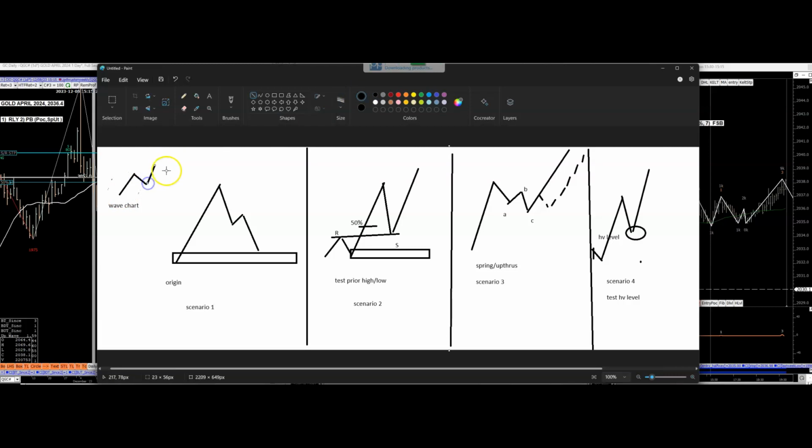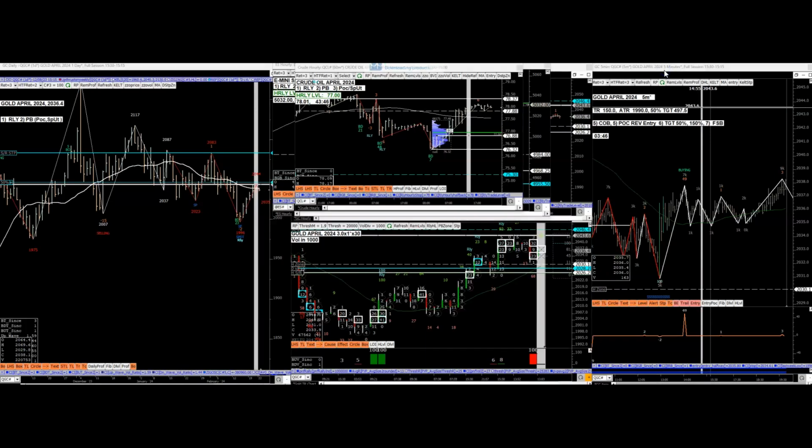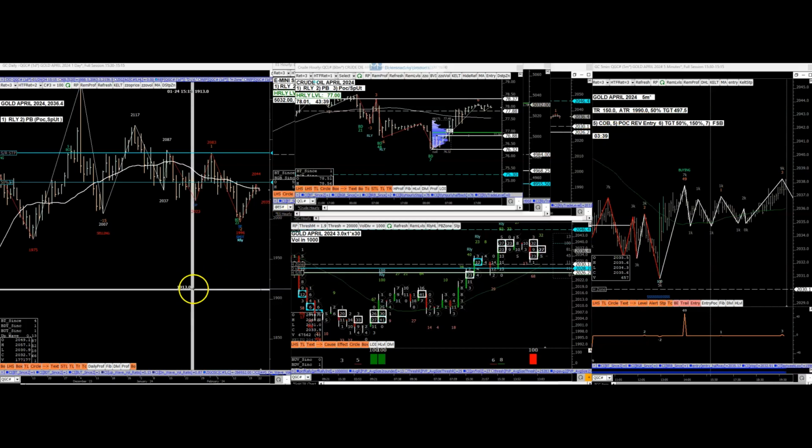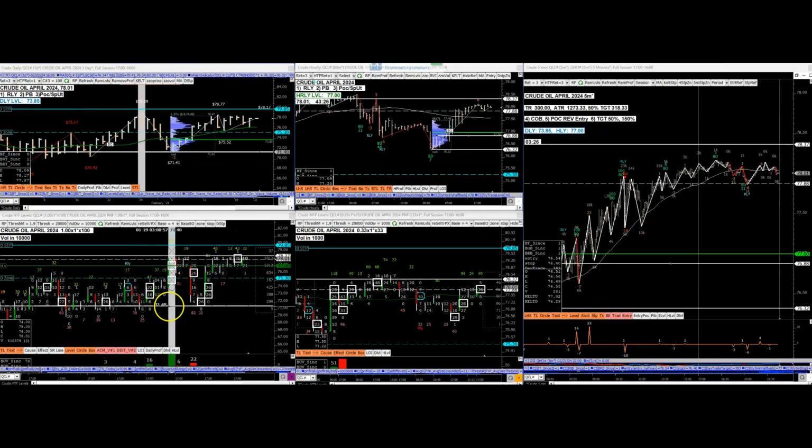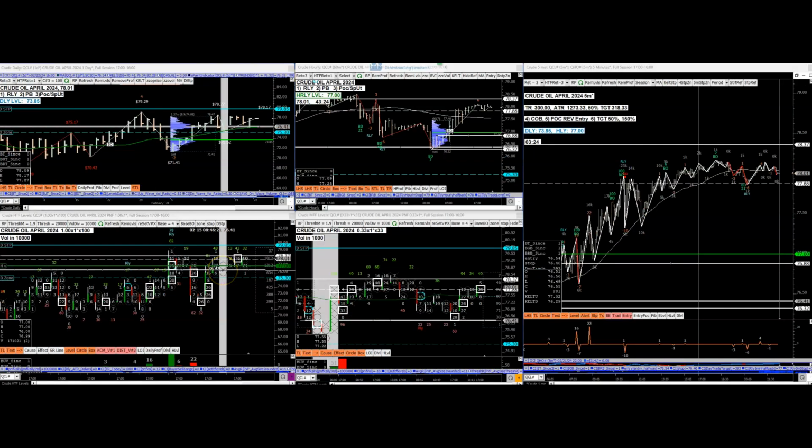Overlaying the wave chart on your bar or candle chart will allow you to see and develop the intuition of where the market will go. Anyway, let's take some practical examples now. Where was I? All right, so here's a practical example of the wave chart.